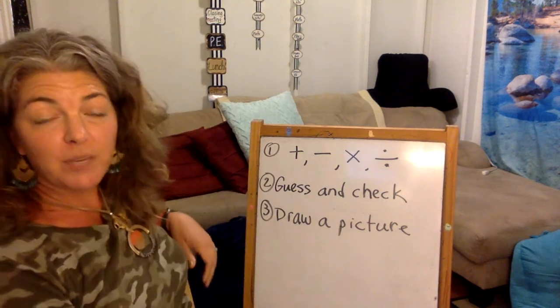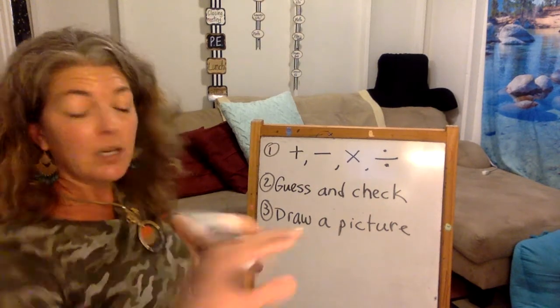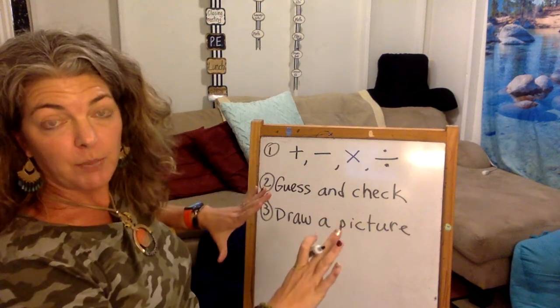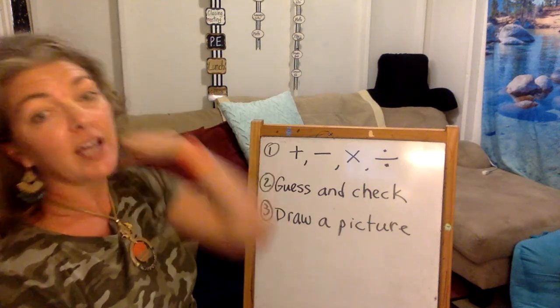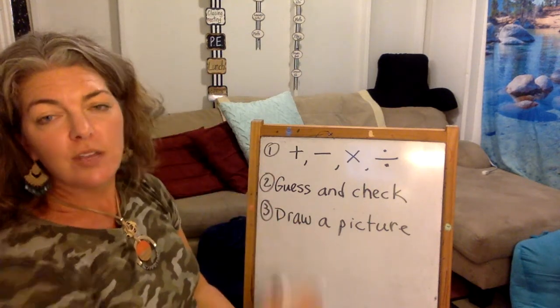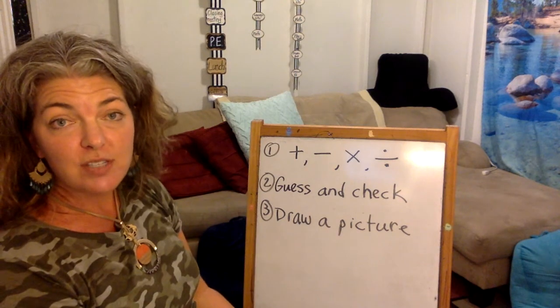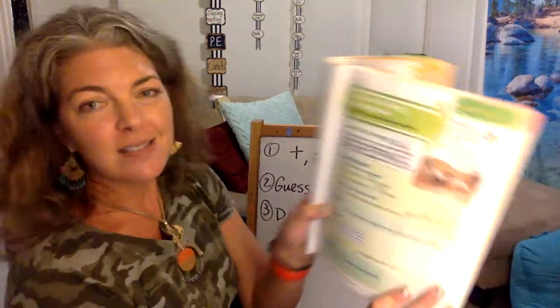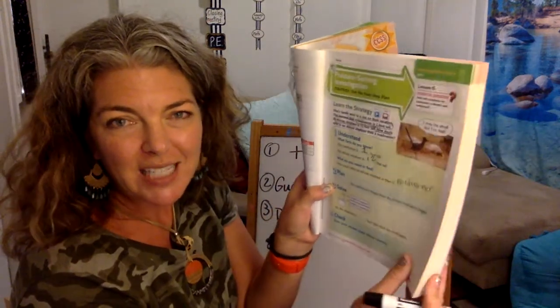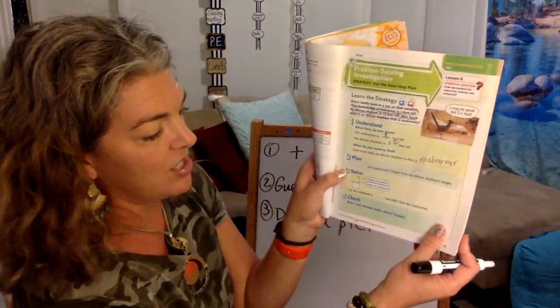And when you're drawing a picture, you're really putting it all out there on your paper. I like to see things. I'm a very visual person, so I use draw a picture a lot. These are 3 of the strategies that you might want to use. So that's our plan. Our plan is to use one of those strategies.